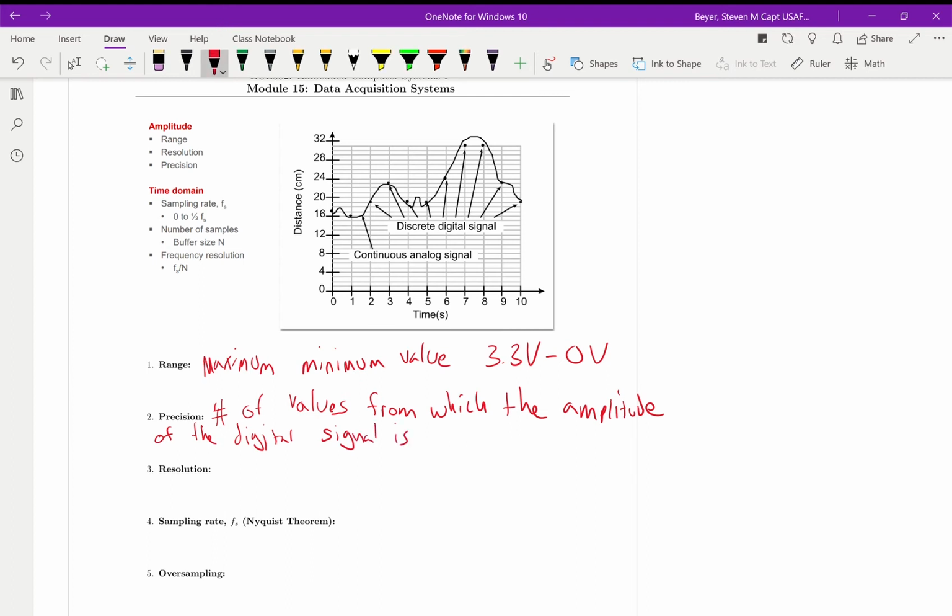And this is based off of the number of bits in our analog to digital converter. So for us, that's 2 to the 14, or 16384. So when we take our range now, which is 3.3 volts, we can look at the resolution, which is the smallest change. That is significant.